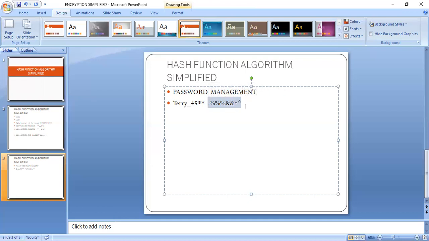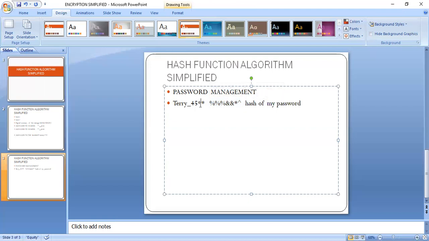Okay. So this is what the system will store as my password. So even if you have the password file, this is what you're going to get. You're only going to get the hash of my password. And you cannot reverse from this hash to the original password. So that is the security that hashing passwords provides.